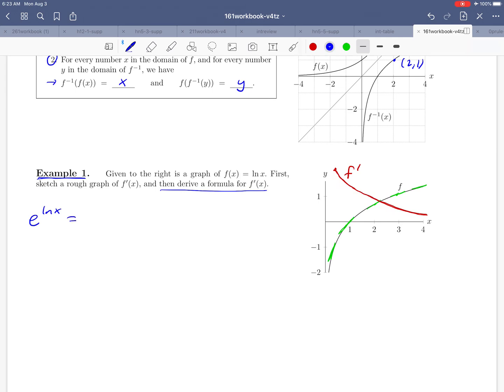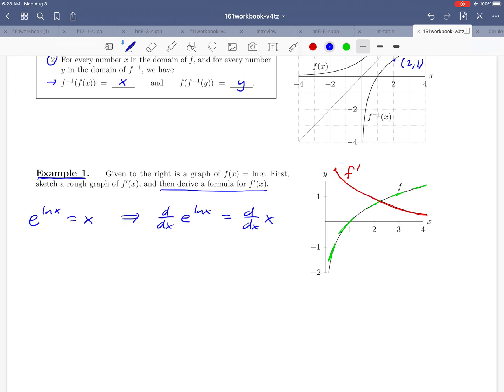raised to the ln of x has to equal x. You might remember that fact from algebra, and it just comes from the fact that e and ln are inverse functions of each other. They cancel each other out. Okay, so that's an equation that's true, and so we are free to take the derivative of both sides. Okay, that's a legal operation if we do the same thing to both sides.